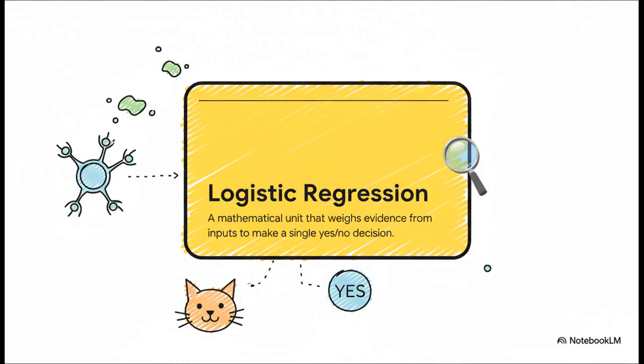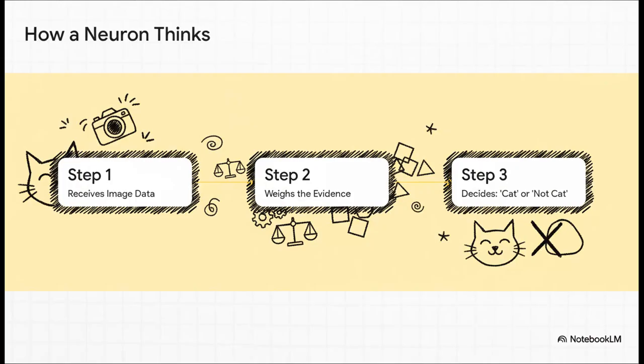Now, the super technical term for this little voter is logistic regression, but don't let that fancy name scare you off. Seriously, at its core, all it does is look at the evidence from an image and make one super simple decision, a thumbs up or a thumbs down. Is this a cat? Yes or no? That's it.